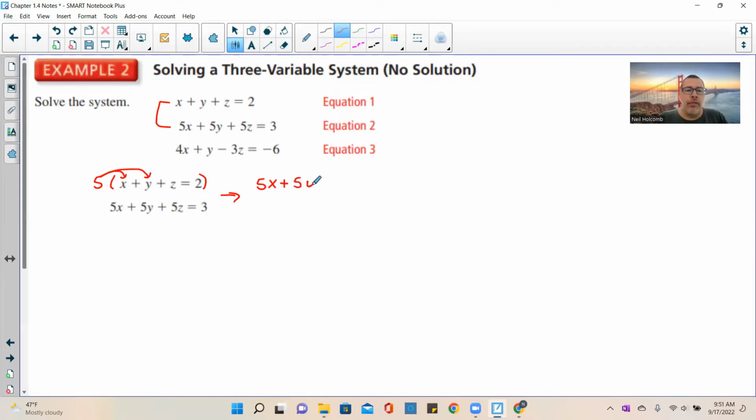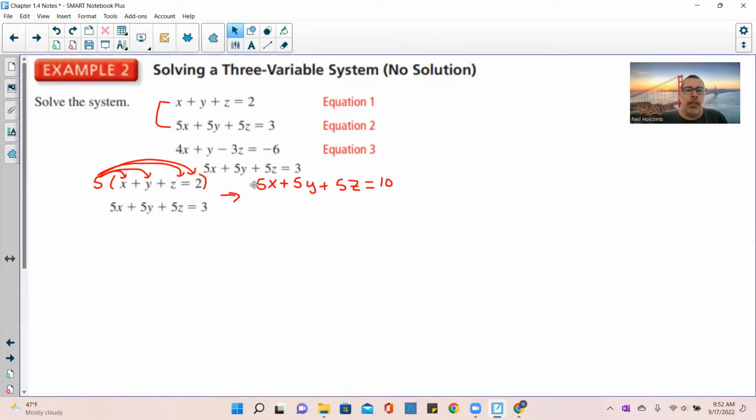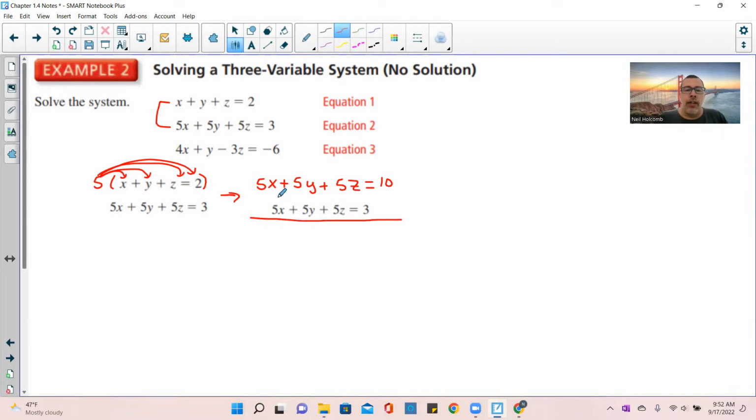So I'm going to multiply this one by distributing and getting 5 times x is 5x, 5 times y is 5y, plus 5 times z is 5z, and 5 times 2 is 10. I'm not going to change the second equation, so let me just bring that over from here actually and line this up like so, and then I'm going to either add or subtract.